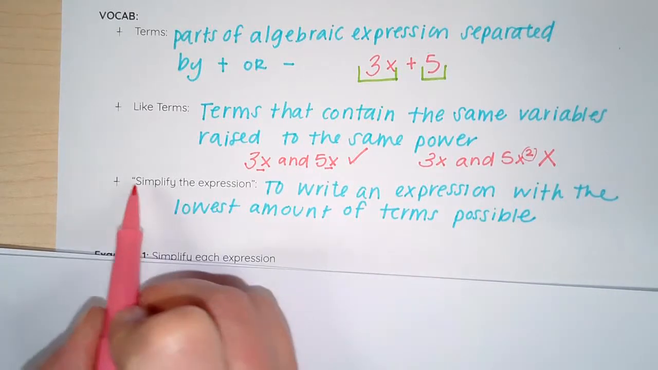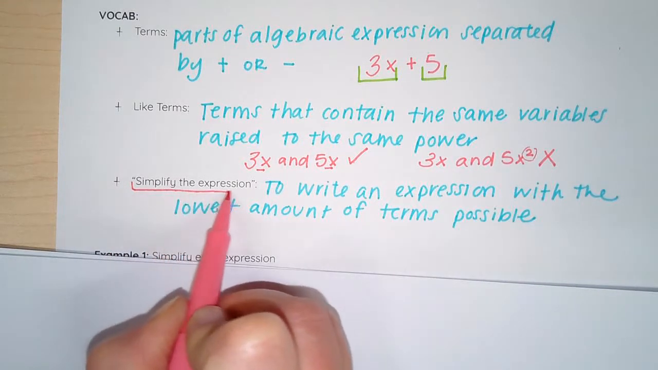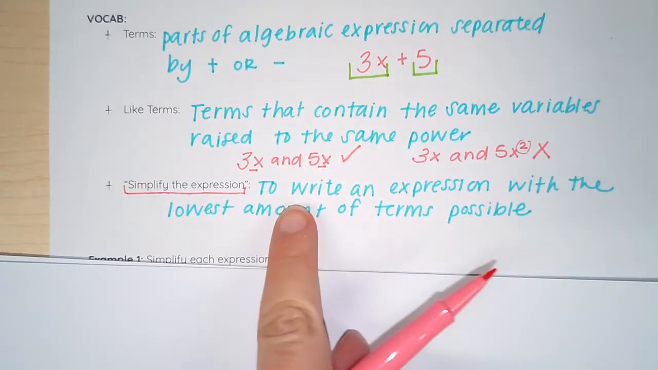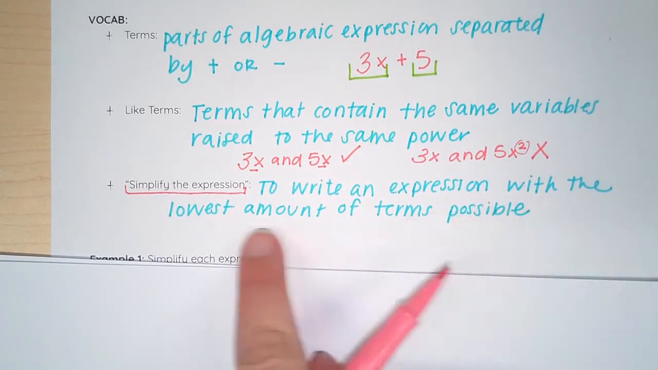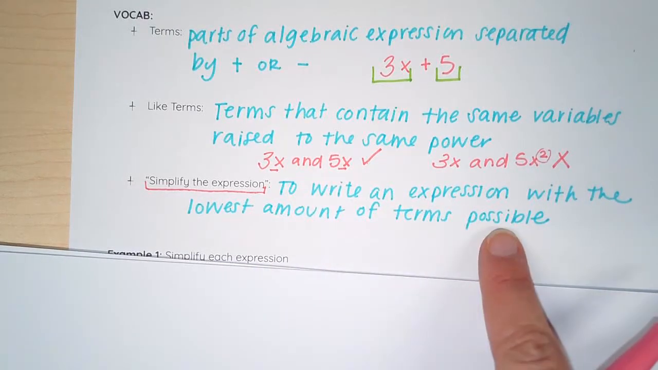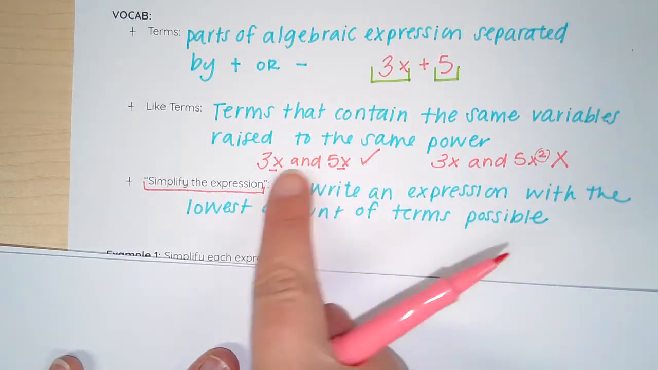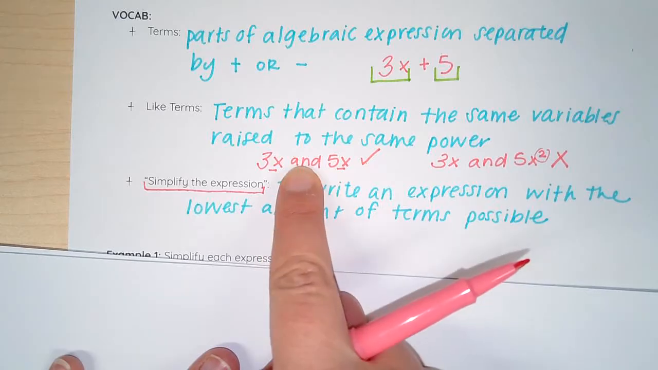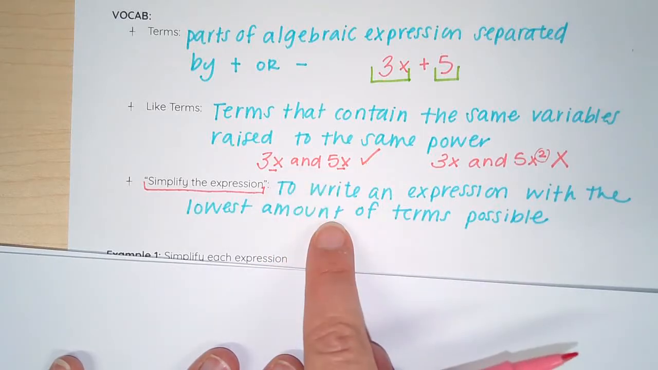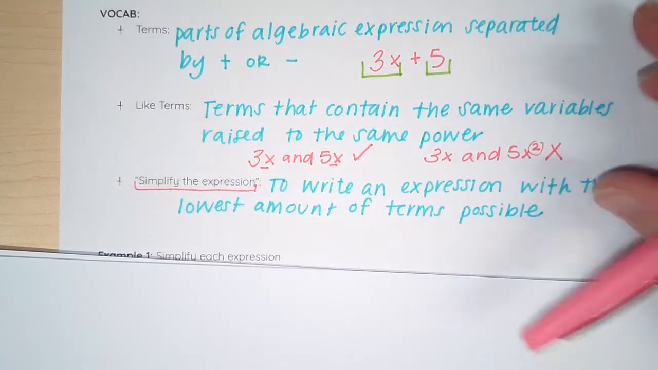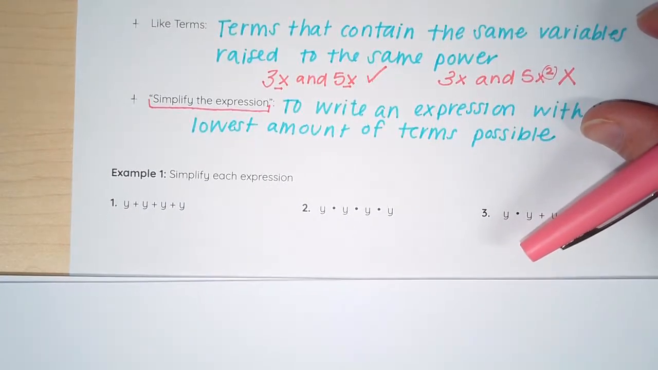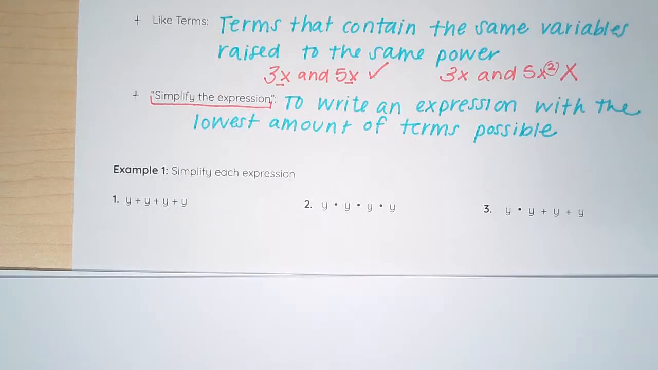When we see the phrase simplify expressions, that means that we're going to write an expression with the lowest amount of terms possible. So we want as few terms as we can. So we combine the ones that are alike to make our expression be as short as possible. Let's go ahead and look at a couple of examples to begin.